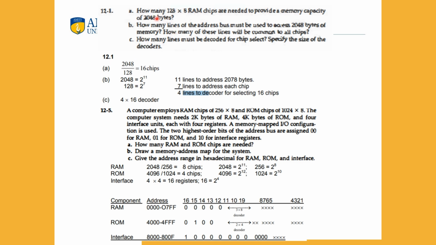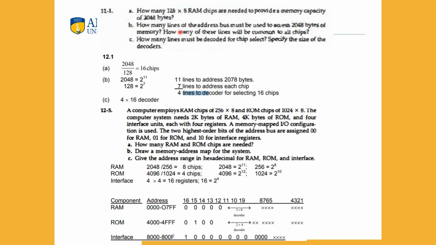When we have questions related to RAMs, we have: how many 128 into 8 RAM chips are needed to provide the memory capacity of 2048 bytes. So this is a basic ratio question. We need 2048 bytes and the RAM has the maximum of 128 bytes. So 2048 upon 128 will give us the number of RAMs we need, which is 16.